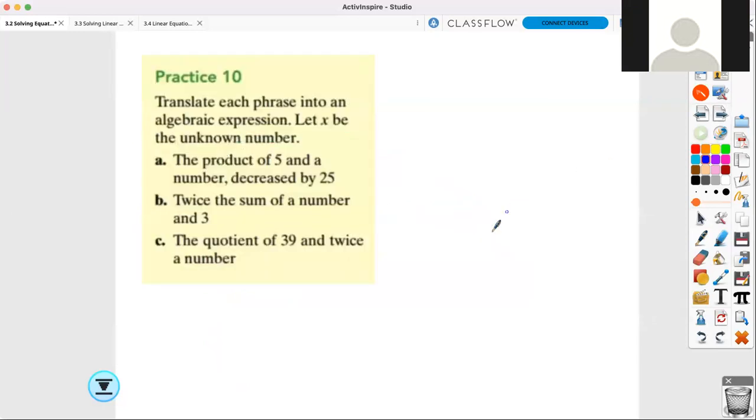Okay, all right, and here's the last practice set of this lesson, guys. I'm going to go ahead and give you guys 3 minutes on these, a minute on each one. Or I'll give you 4, a minute to write them down.